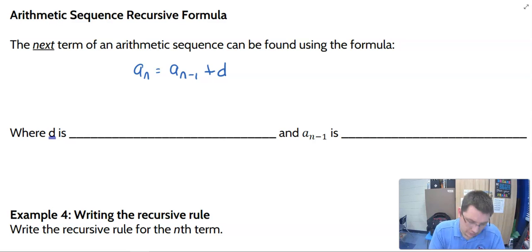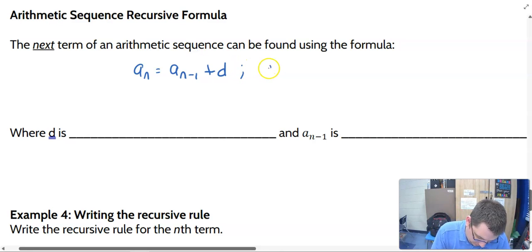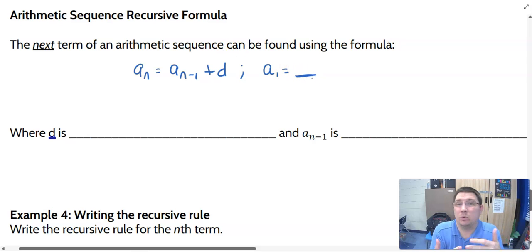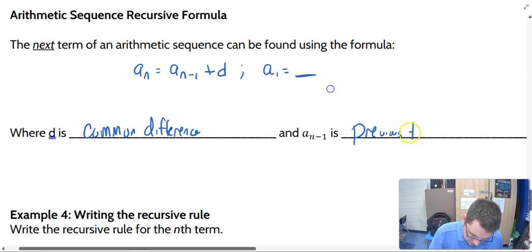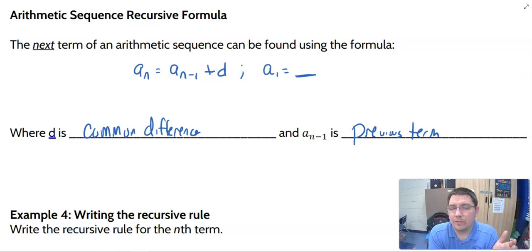Now, one thing we do have to know when we write the recursive formula is what is the first term. We have to know that the first term is equal to a certain value. And so the d, again, is the common difference, like we've used all through this section on arithmetic sequences. And a sub n minus 1 is the previous term. It's the term immediately preceding the one that we are looking for. So again, like I said, if we're looking for the 10th term, the previous term is the 9th term.